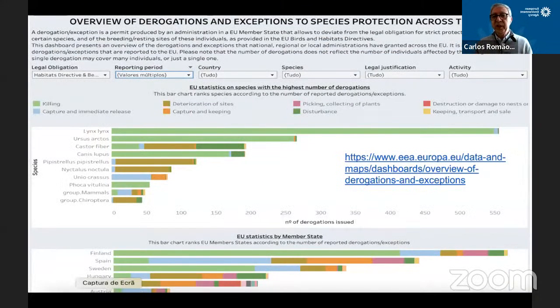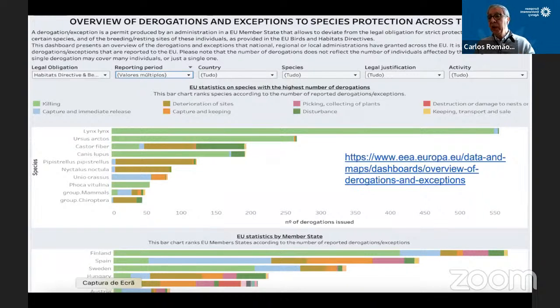This is just a snapshot of a dashboard where we can look for the derogations given by the different countries, where you can choose the period, if it is about the Birds or the Habitats Directive, which country or species, etc. So I will also not give some detail.